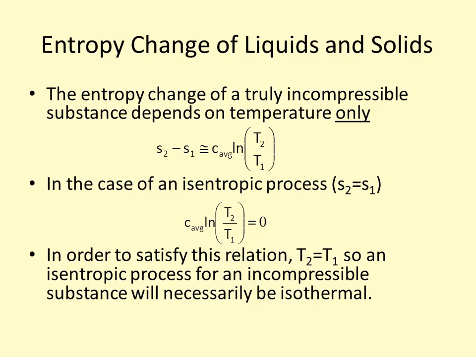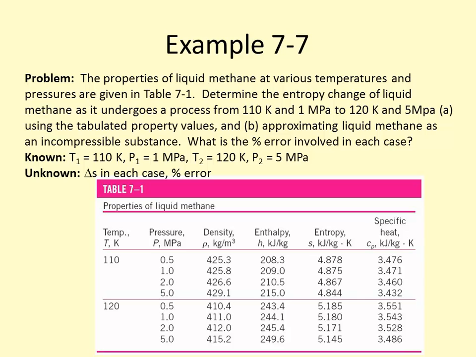So in order for a process to be isentropic for a liquid or a solid, it would also have to be isothermal, which means really not very much is happening in this process. Okay, because there's no heat transfer. So for an incompressible substance, it has to be an isothermal process as well. If it's adiabatic and reversible, there's no heat transfer, there's not a lot going on for isentropic processes for liquids and solids. But if you know it's isentropic, then you can determine that it's isothermal.